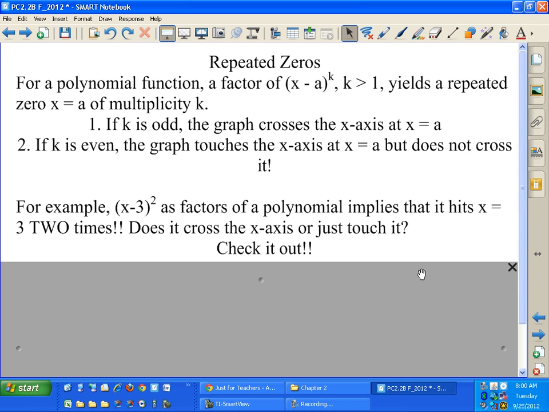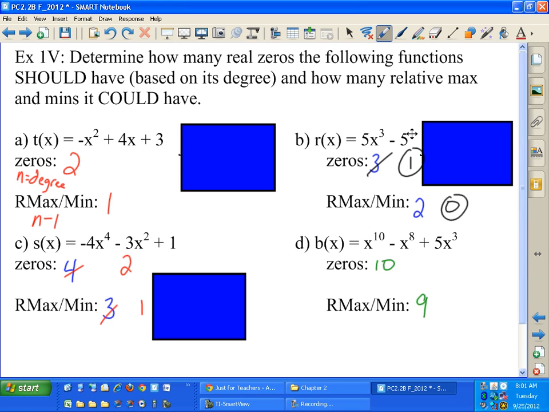So then some of these are because we have what we call repeated zeros. And basically when we get a factor and we have an odd power, like 3, 5, 7, 9, those guys, then x equals a, it's going to cross the x-axis. So if I go back to this guy right here, I will have 3 factors that are basically the same because it's only crossing. When I look at my graph, that is where it's crossing.